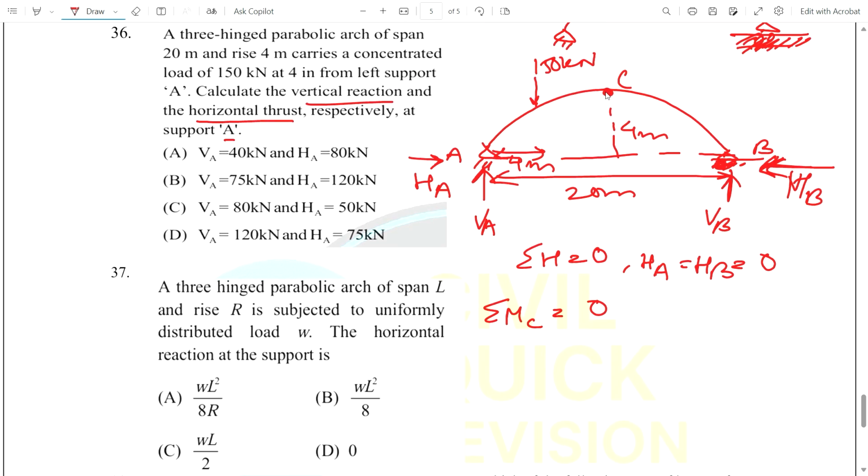Taking moment at point C equal to 0: VA into 10, that is half of this distance, 10, minus HA into 4, this is HA into the distance 4, minus 150, this one in the anti-clockwise direction, into 6, because this one is 4 and this is 6, total 10, midpoint is 10.